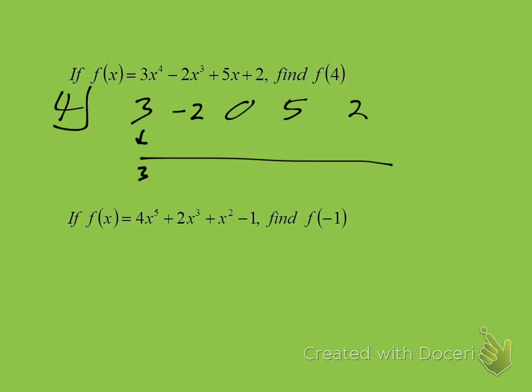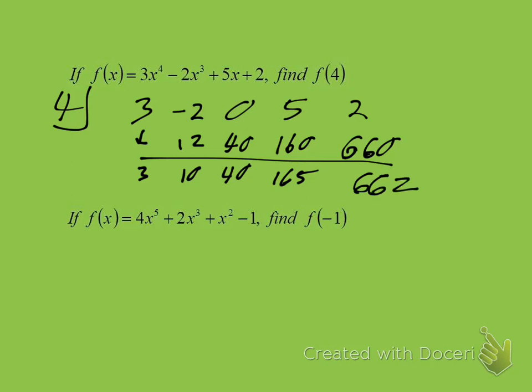Bring the 3 down. 3 times 4 is 12. Add the negative 2, that gives you 10. 10 times 4 is 40, not 44, whoops. 40 plus 0 is 40. 40 times 4, 160. 160 plus 5 is 165. 165 times 4, I believe, is 660. And 660 plus 2 is 662, and that's your answer.